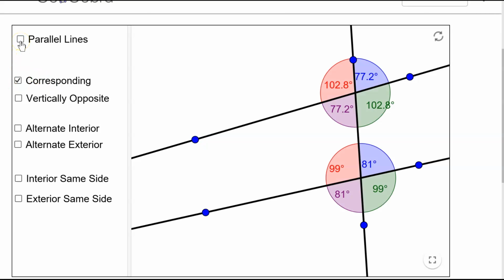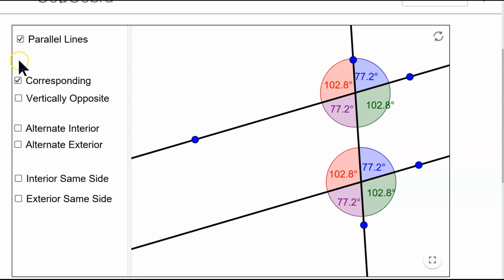Oh, wait. You know what? Let's make them parallel. If we make them parallel... Wait a minute. Corresponding angles. So corresponding angles, let's take a look at, just pick one angle. You know what? I like purple. So I'm going to start with the purple one. I'm going to pick the corresponding angle. Well, that makes it easy.